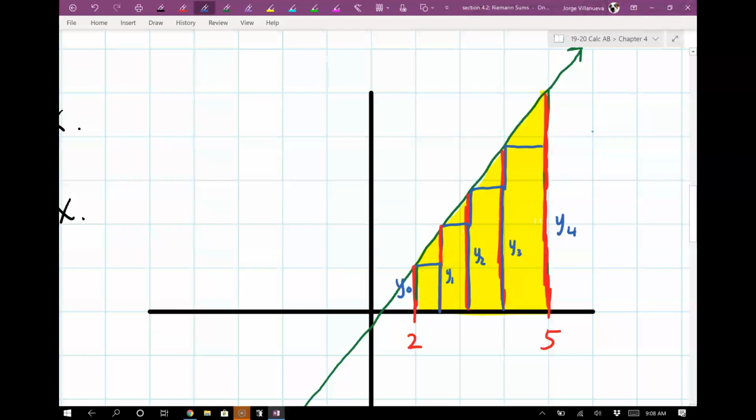Okay, so how do I figure out y sub 0? Well, if I know the x value for that line, I can plug it into the equation and I can find the height of that line. Okay, so if I want to figure out what this is, I know x equals 2 there, right? So if I just plug it into the equation, I get 6 minus 4, so that height would be 2. That would be my y sub 0.